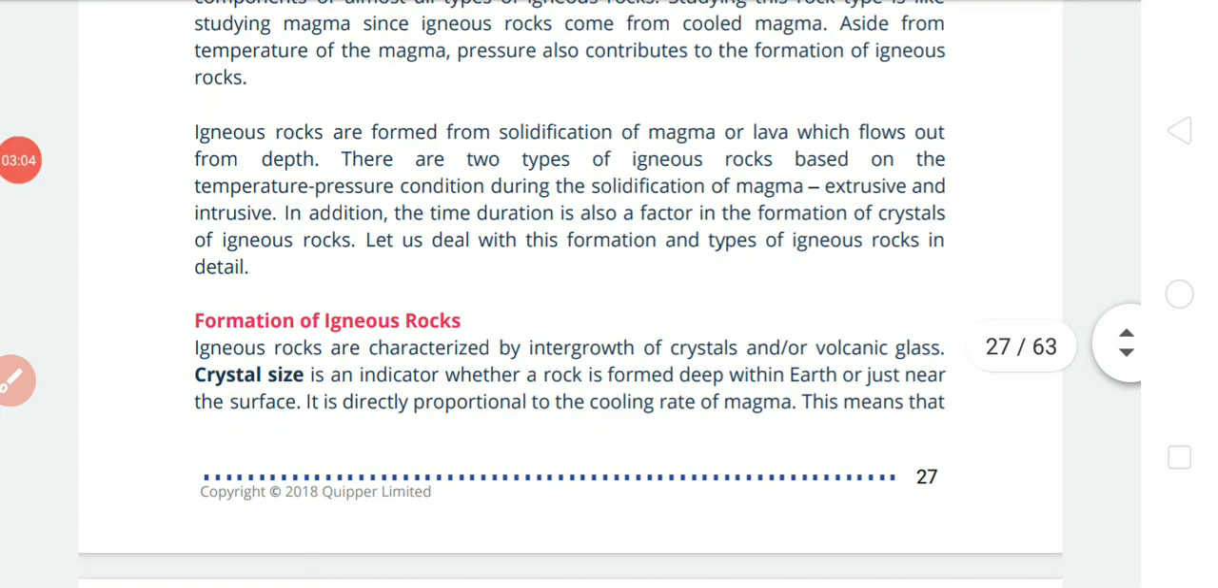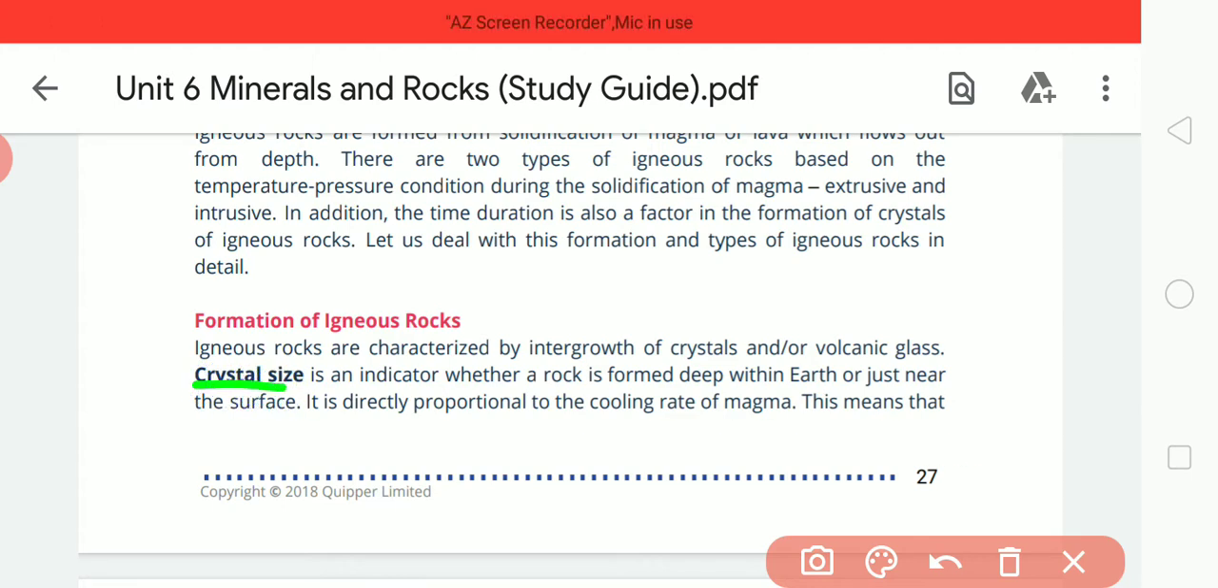Now, formation of igneous rocks. Igneous rocks are characterized by intergrowth of crystals and volcanic glass. That means there is a crystal formation that is happening once an igneous rock is created. So we have here crystal size. Crystal size is actually an indicator whether a rock is formed deep within the earth or just near the surface.